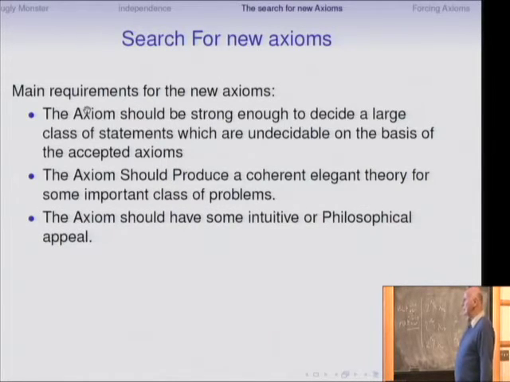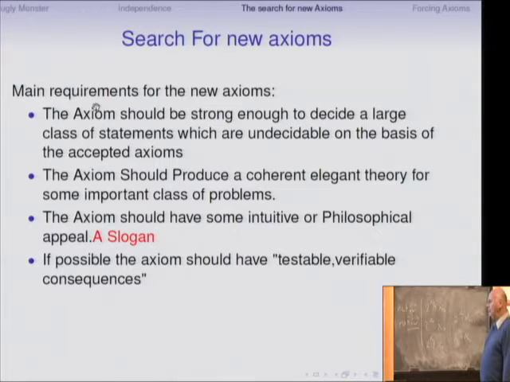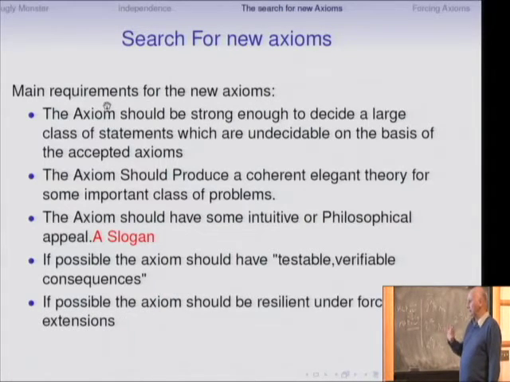Okay, so now the axiom should have some intuitive or philosophical appeal. I sometimes say the axioms should have a good slogan, a good propaganda that you can make for it. And I'm not joking. I mean that it's something that fits certain intuition, that you rather like it. Now, if possible, it should have a testable, verifiable consequence, something that you like, some reason why you like the consequence of the axiom. I'll say something about even testable in a physical sense, which is a very wide speculation.